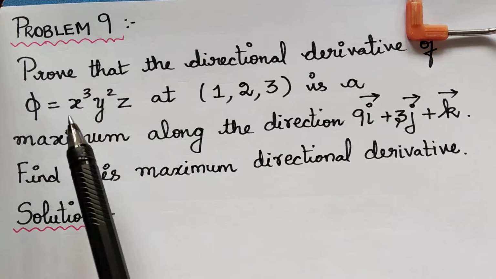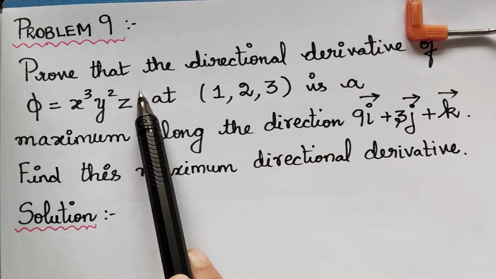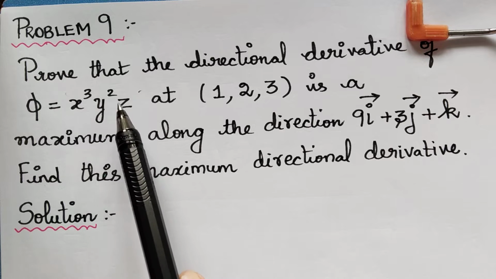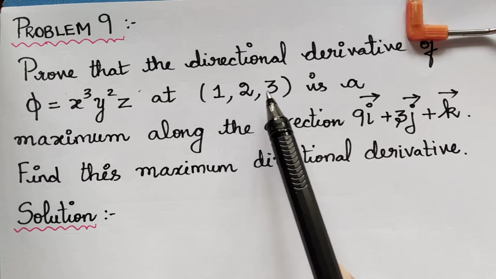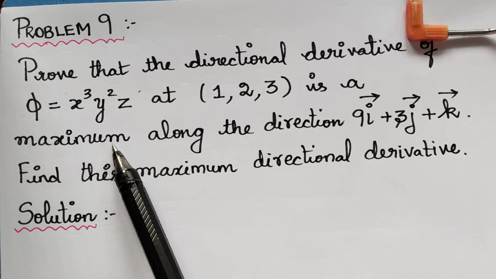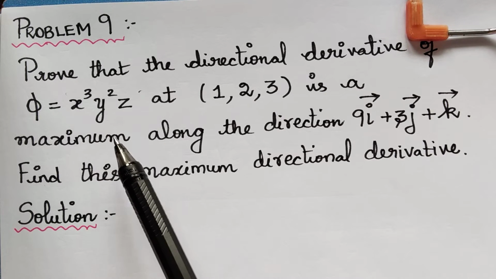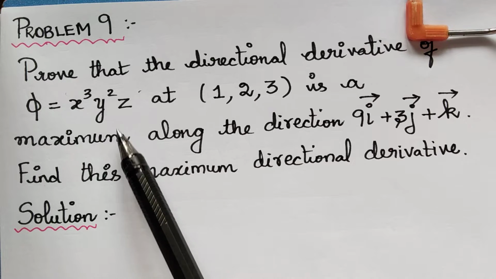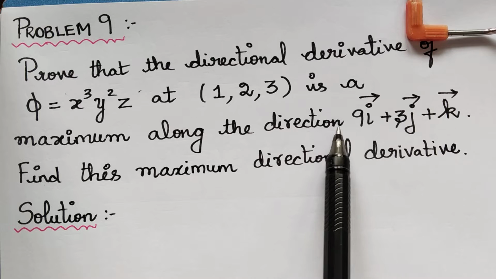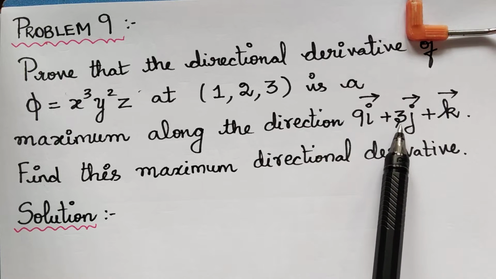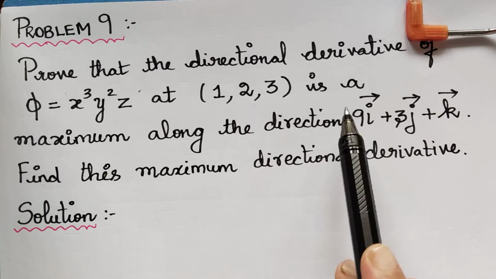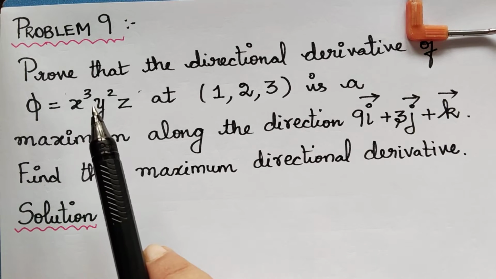Now here in this question, they are asking us to prove that the directional derivative of phi equal to x cube y square z at 1, 2, 3 is a maximum. So we have to find nabla phi first, and we have to check whether it is maximum in that direction. And all this we have to find along the direction 9i vector plus 3j vector plus k vector. So now first of all we will find nabla phi for that.